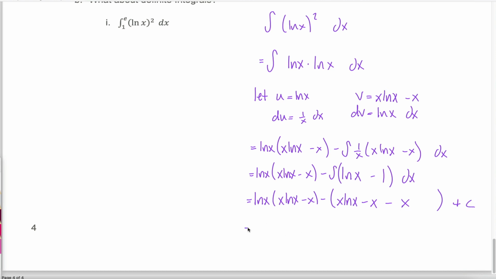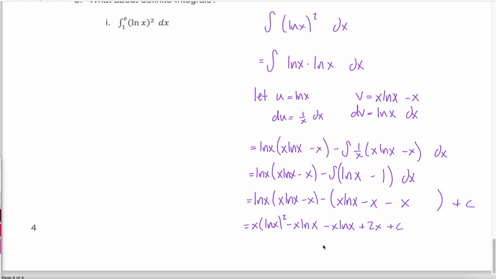As you know, I can't help myself and I have to simplify these things. I take this natural log of x and distribute it into these parentheses to get x times the natural log of x squared minus x times the natural log of x. And then from that I want to subtract this x natural log of x. And then this negative x and this negative x I can call minus 2x. So I'm subtracting minus 2x. I got plus 2x plus c.